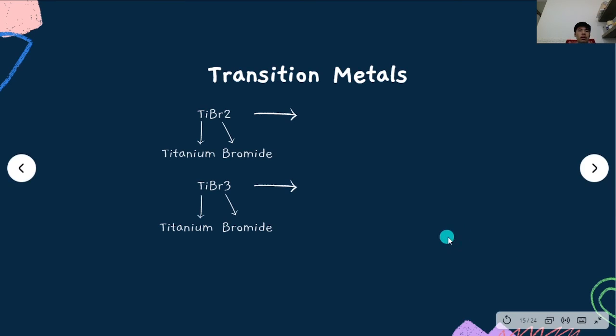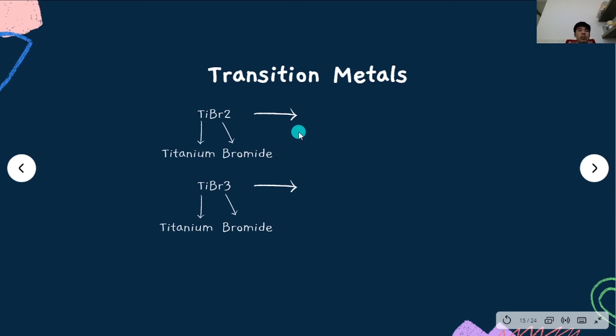transition metals. Let's try TiBr2 and TiBr3. Ti is also known as titanium, and Br as bromine, but for the ionic compound we are going to use bromide. Same thing for TiBr3. Ti is called titanium, and Br is bromide. Same thing like the above. For the ionic compound we are going to use bromide, but both compounds can't have the same name.